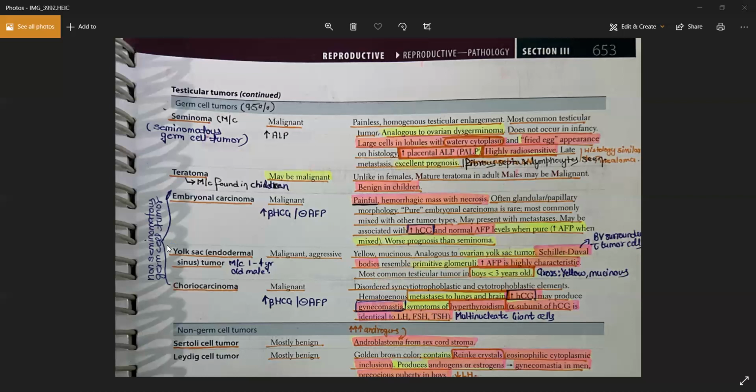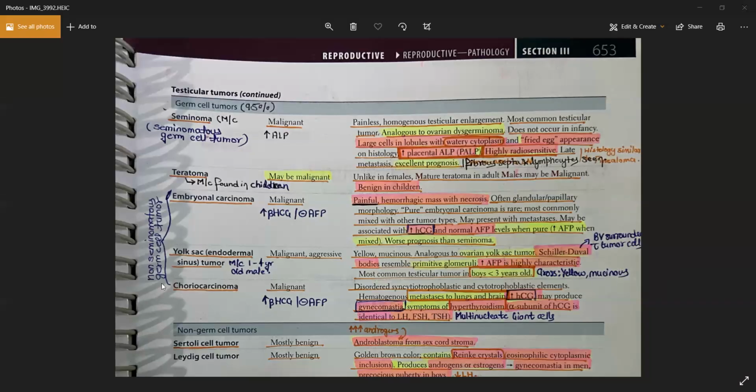Yes. So on the histological features, what you will see is a central vascular core, which is surrounded by the tumor cells. Okay, and on gross examination, this tumor will be a yellow mucinous mass.